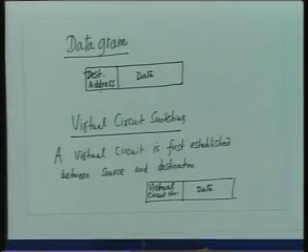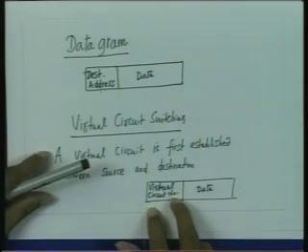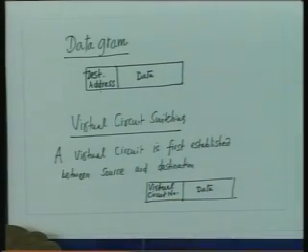Typically, the bits which are required for the virtual circuit number may be much less than the bits which are there for the destination address. Remember, destination address will refer to all possible addresses of all the possible nodes in the network, and therefore the overhead bits which will be required to represent a destination address will be much larger.